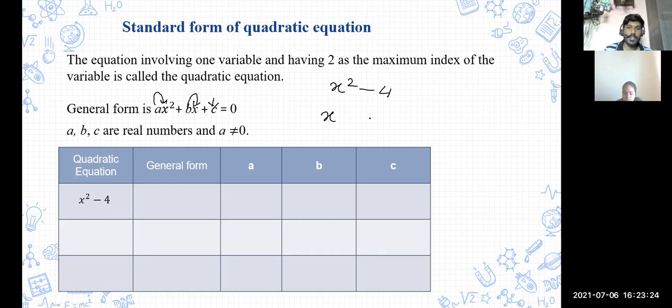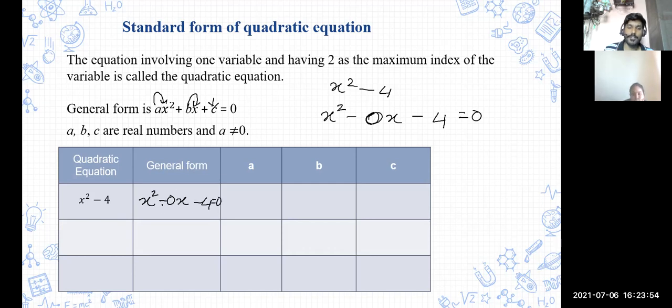The x square term is missing. So whichever variable is missing, you put 0 with it, 0 and x. And then the last one as it is. Did you understand this? Yes. Okay. So the general form will be x square minus 0x minus 4 equal to 0.